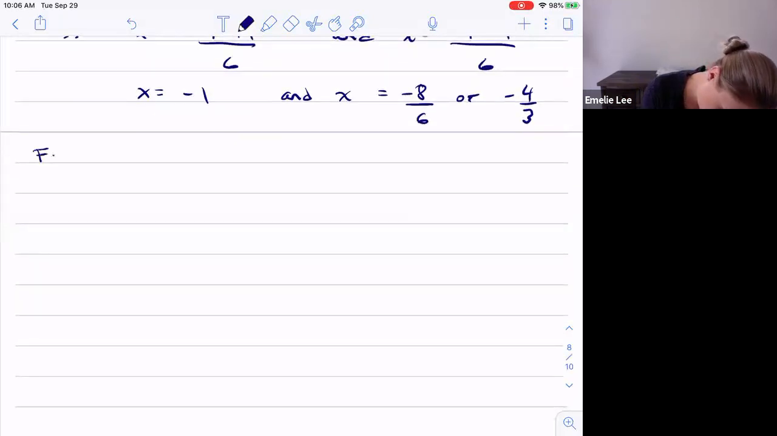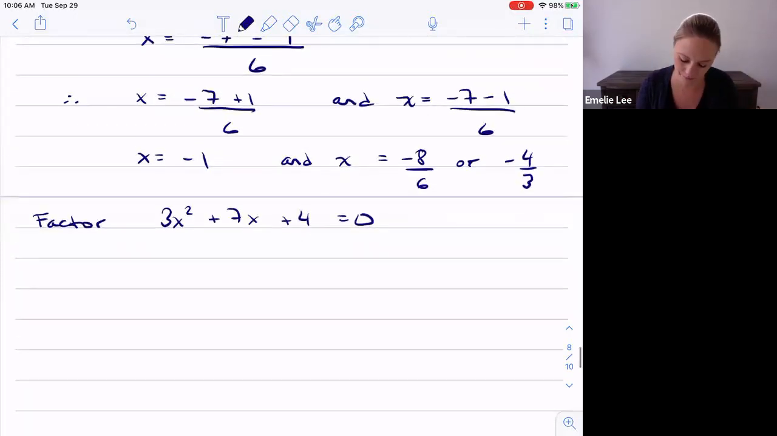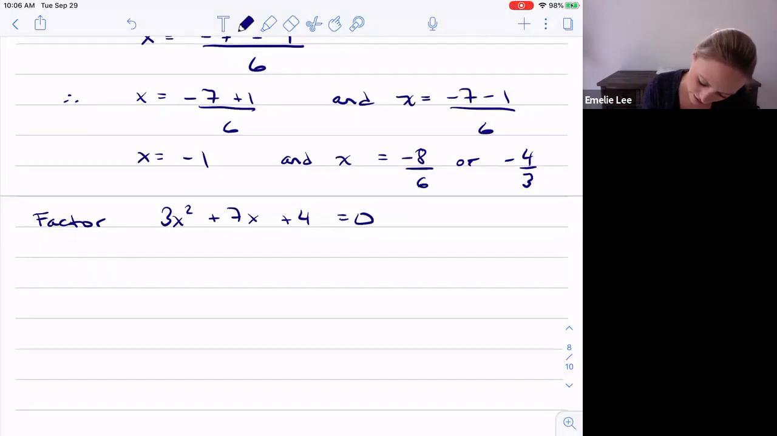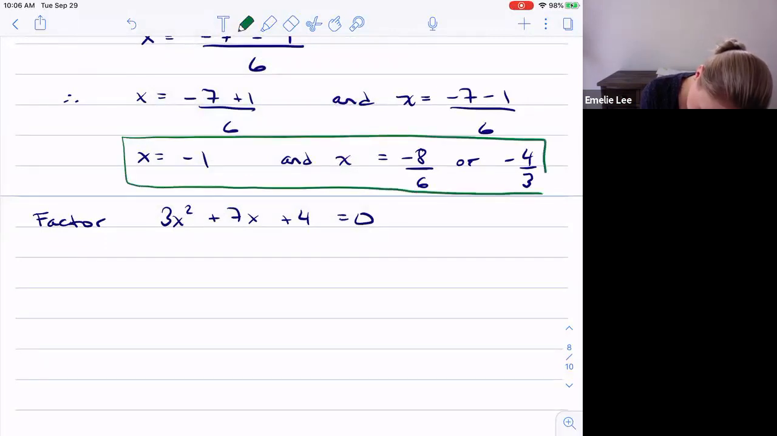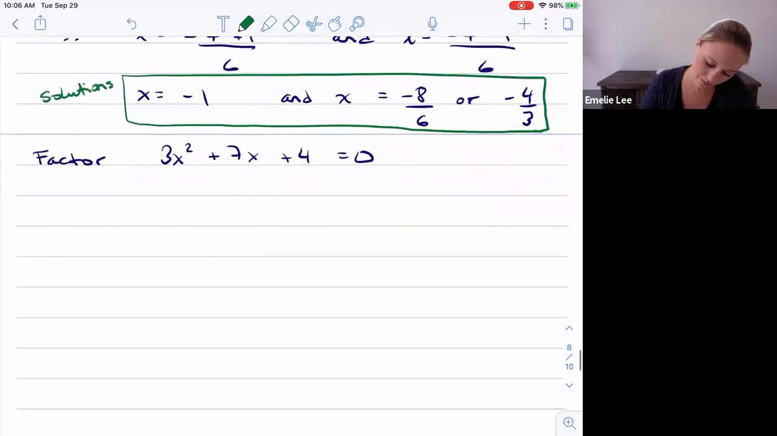So now, factor. I'll write it out again: 3x squared plus 7x plus 4 equals 0. So I'll highlight that. These are the solutions to the equation. If I have to factor this, if x is negative 1, then it should equal 0. And if x is negative 4 over 3, then it should equal 0. So if you want to factor 3x squared plus 7x plus 4, I'm going to write out this blank factoring situation here.